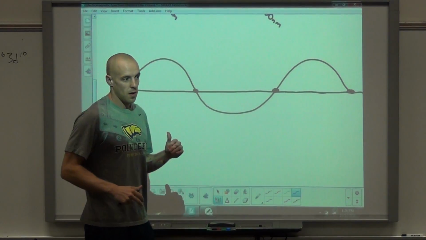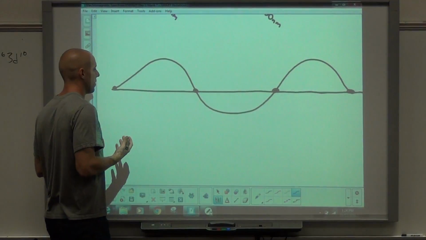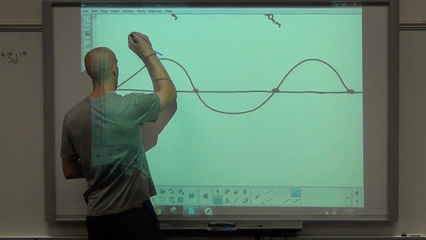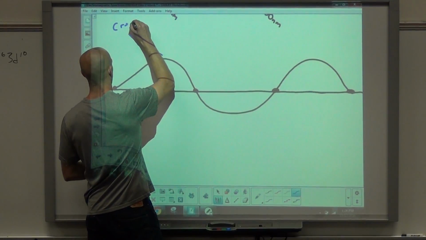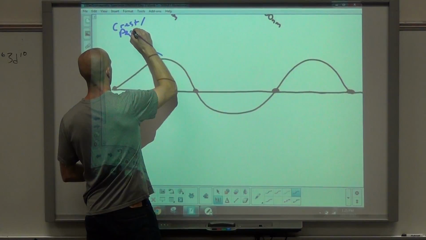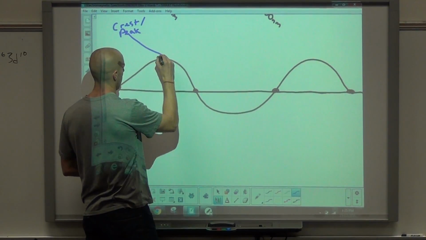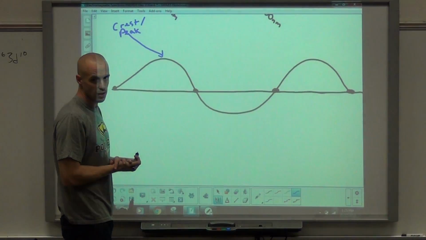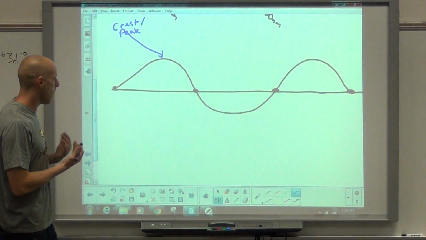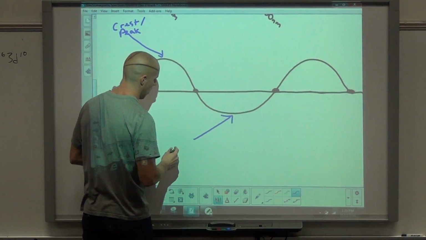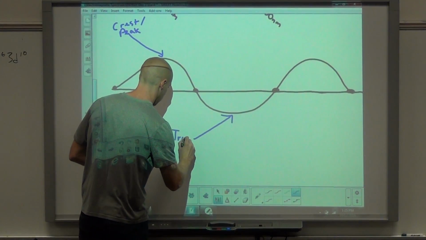Okay, first, we're going to label the top of the wave. The top of the wave has a name, okay? It's the highest point of a wave, and that's called a crest or a peak. That's literally the top, the highest point of the wave. There's also a name for the bottom, the lowest part. This is called a trough.